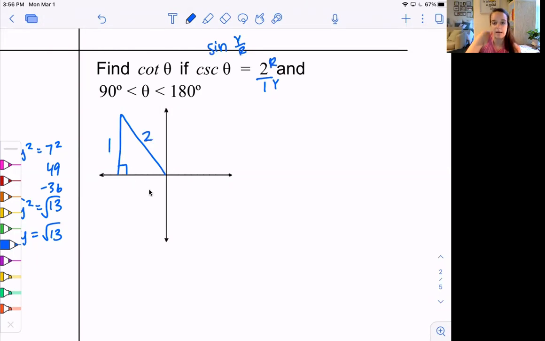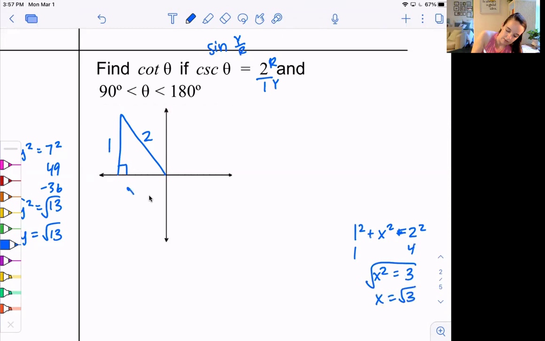I'm going to need to find out what x is. I have 1 squared plus x squared equals 2 squared, 4 and 1. Subtract that 1 over, you get 3 equals x squared. Square root is x equals square root of 3. So I'm going to have square root 3 here. Take a moment, think, is it positive or negative? I know that it's negative because it's on this side right there.